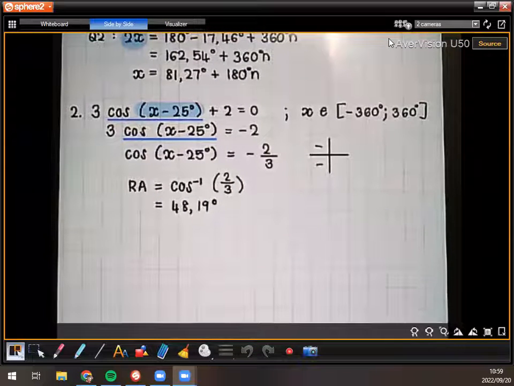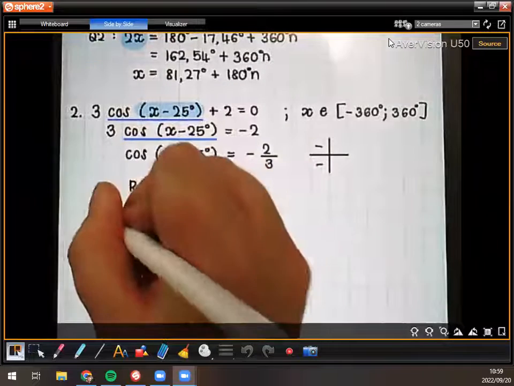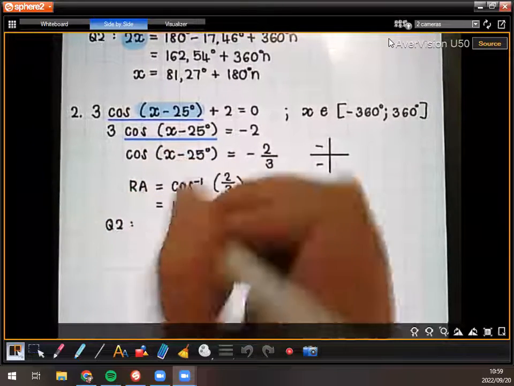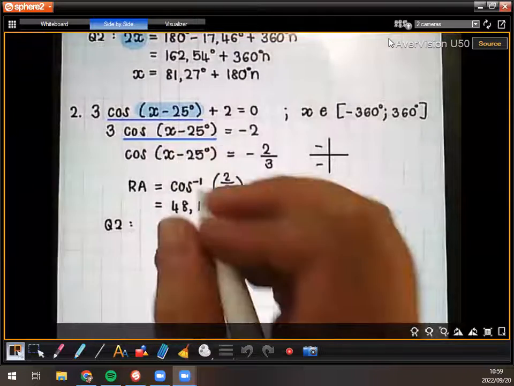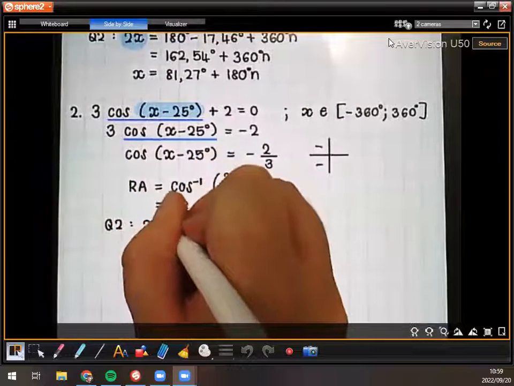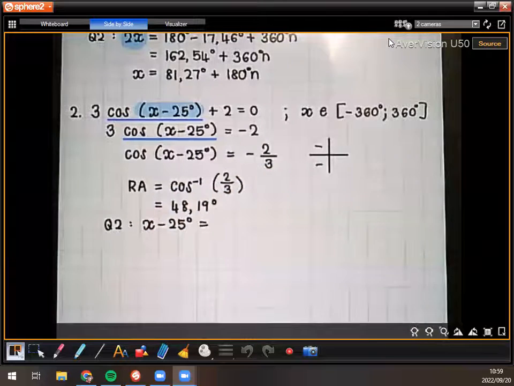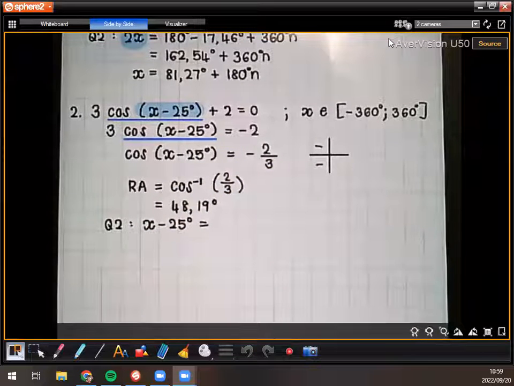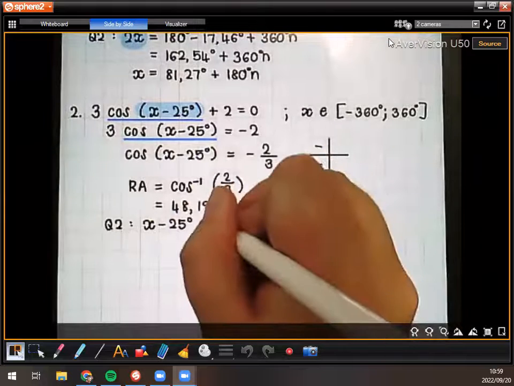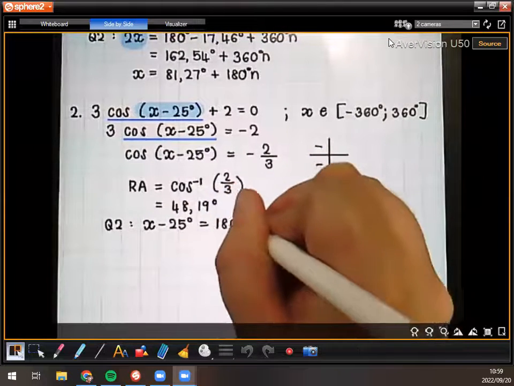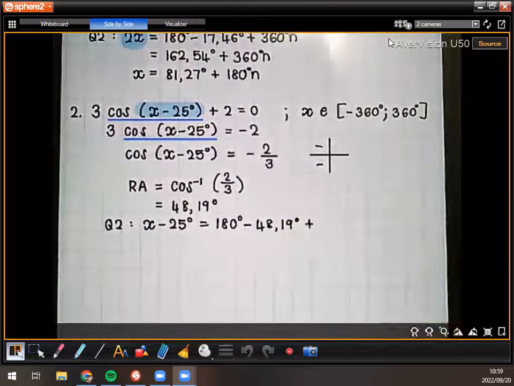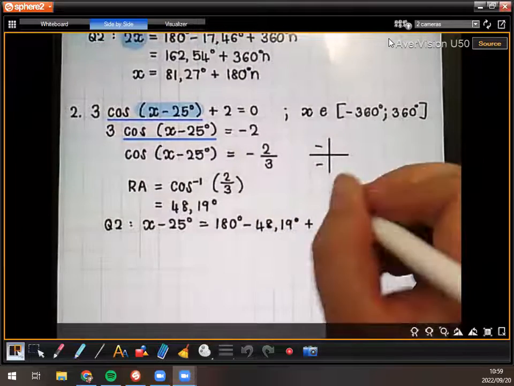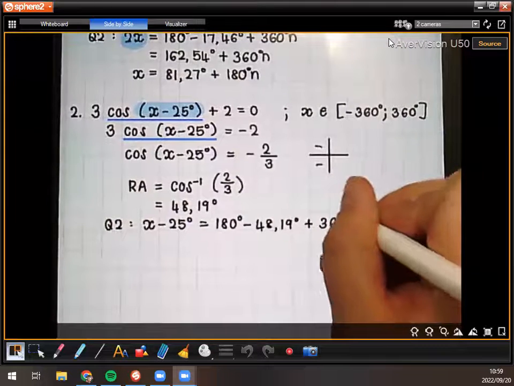So now we're going to have a quadrant 2 solution and a quadrant 3 solution. Okay, so quadrant 2, what was my angle that I started off with, guys? X minus 25. So that is what the general solutions, both of them, are going to start off with. X minus 25. What do we do in the second quadrant? 180 minus the reference angle plus what is the period of the cosine? 360. So we say 360.